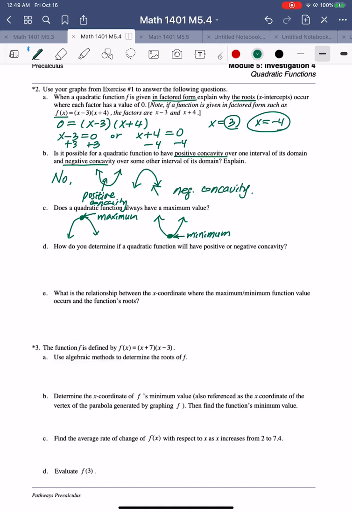D. How do you determine if a quadratic function will have positive or negative concavity? For a graph, you can see it. Do you see it going up or down? I will talk about that. As a table, you just need to fill in the table.